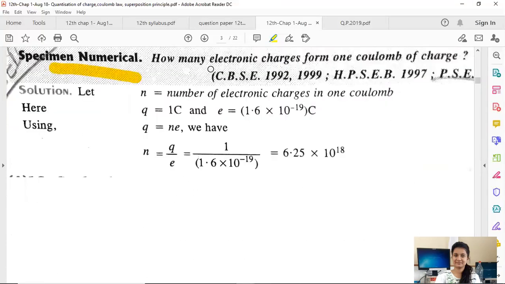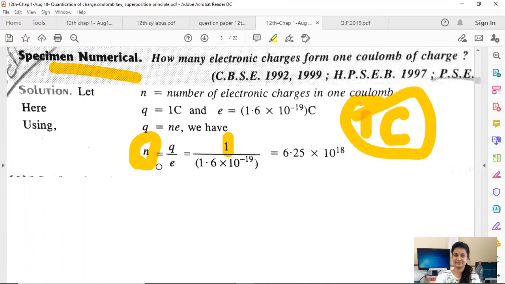Now, the next numerical. How many electronic charges form 1 coulomb of charge? For 1 coulomb of charge, Q is given, and you have to calculate N. In simple words, how many electrons form 1 coulomb of charge? When you divide this 1 coulomb by one elementary charge, 1.6 into 10 raised to power minus 19, you'll get this number.